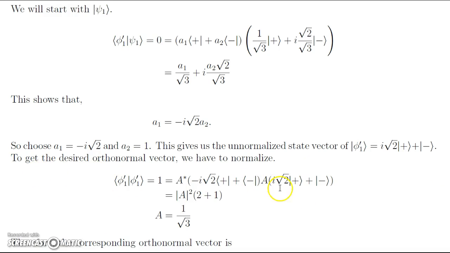To get the desired orthonormal vector, we have to normalize. To do this, we take the inner product of phi 1 prime with itself, set it equal to 1, and find the corresponding normalization constant a.